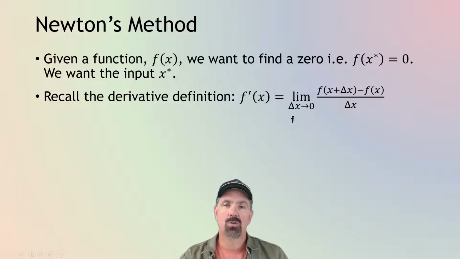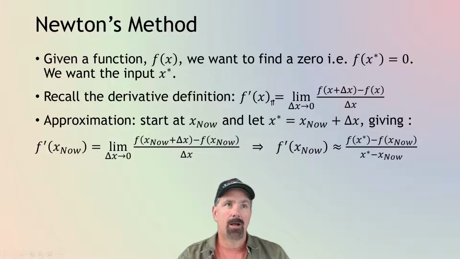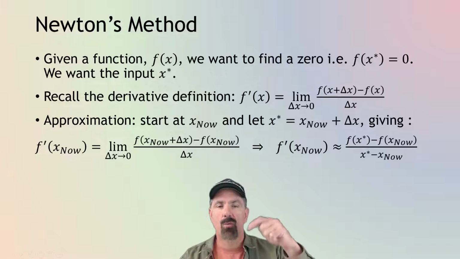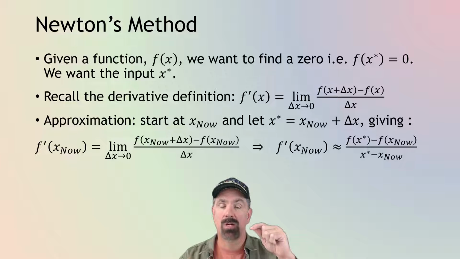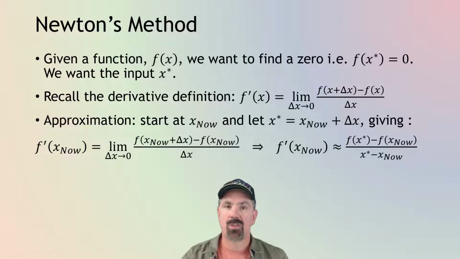So we're going to approximate the derivative here, and what we're going to do is pick an x value that we are currently located at. So we are at some specific input value for the function, which we call x now. It's where we are right now. And we're going to use the derivative information in order to come up with an improved approximation for the zero that we're after. So keep in mind, we're after this input, x star, which gives us an output of 0.